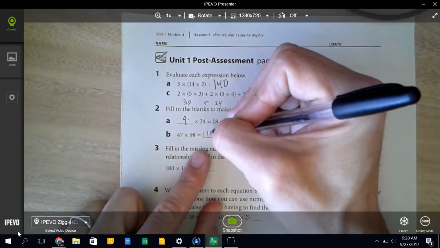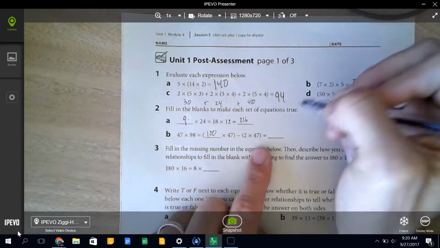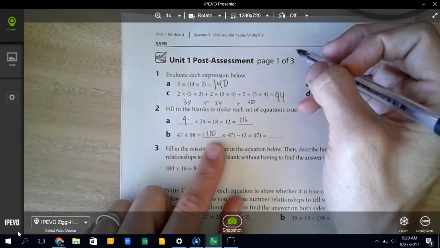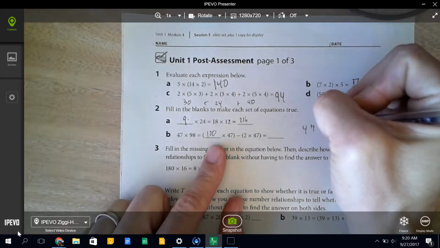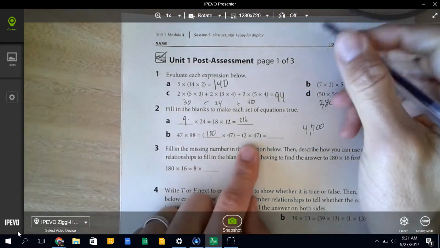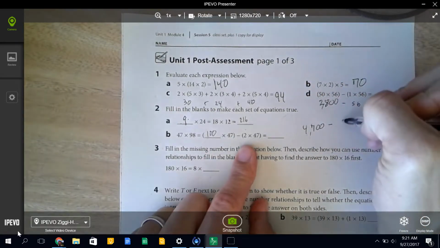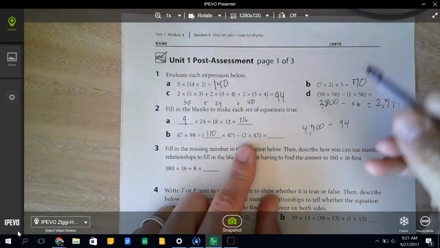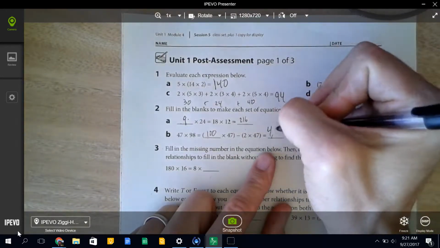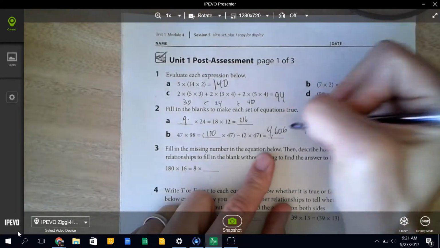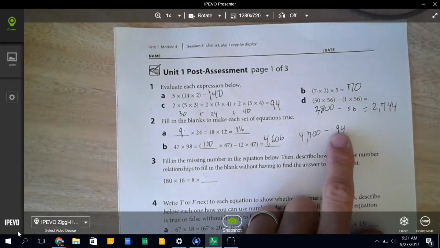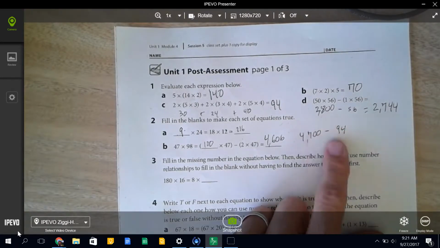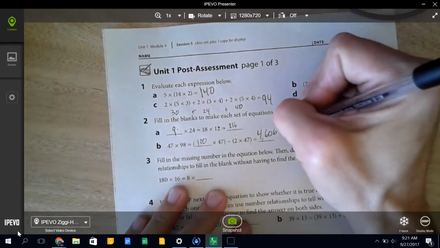All right, 47 times 98. An easier way to think about that is 100 times 47 minus 2 groups of 47. So I know 100 times 47 is 4,700. And 2 groups of 47 is 94. So that's going to give me 4,606. Because again, I know my groupings to 100. It's really important to know my groupings to 100. So I know that 94 plus 6 is 100. So that's going to help me anytime I'm starting with 100.